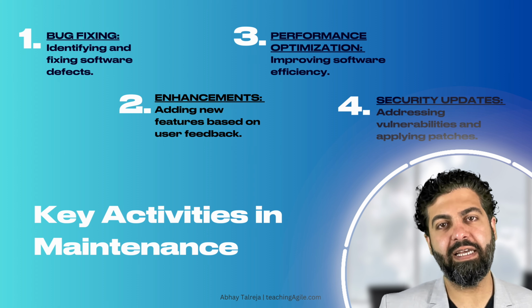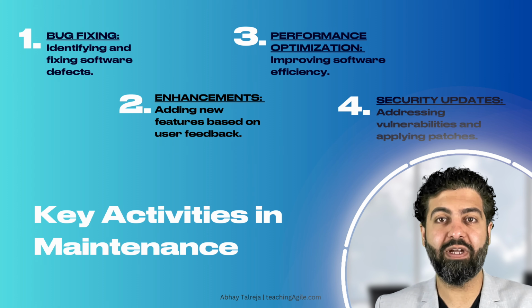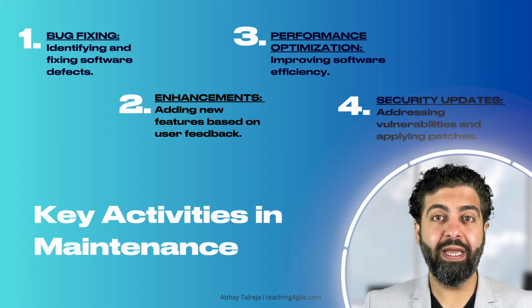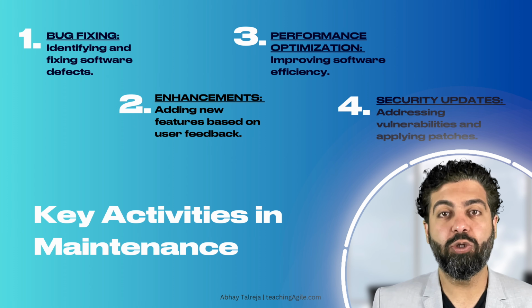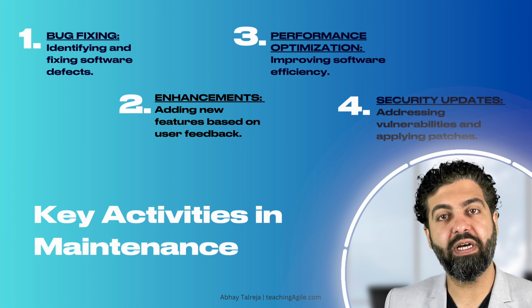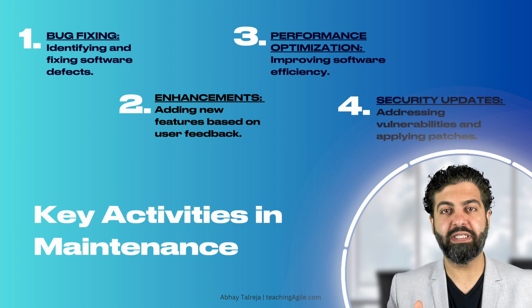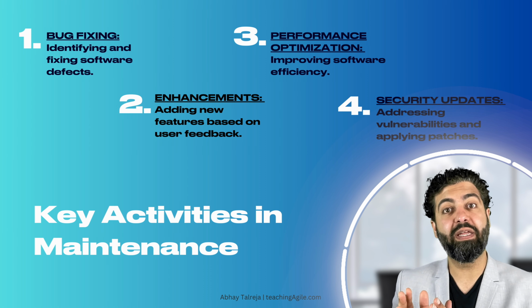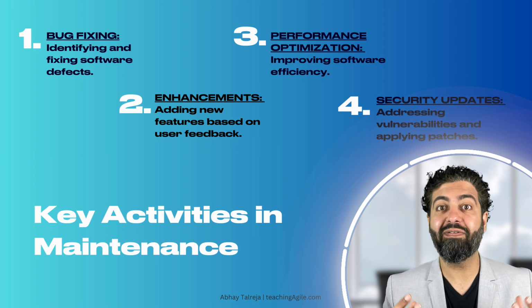The next thing is the enhancements. So let's say you have a feature and now you need to add something to that feature. That becomes an enhancement. Something that was not in the original scope is now an enhancement or a new feature that you're going to add to your product. So all the enhancements also happen during the maintenance phase. The next thing that you have to take care of is performance optimization. You've already built and delivered a product. Now you need to make sure it is very performant so your users can easily use it without being frustrated.